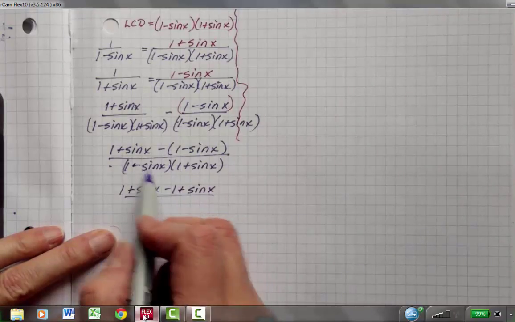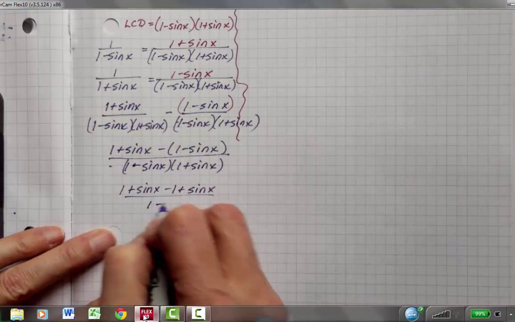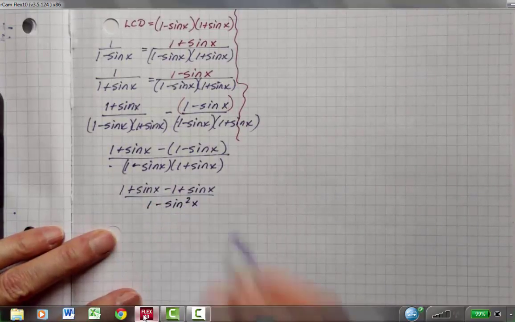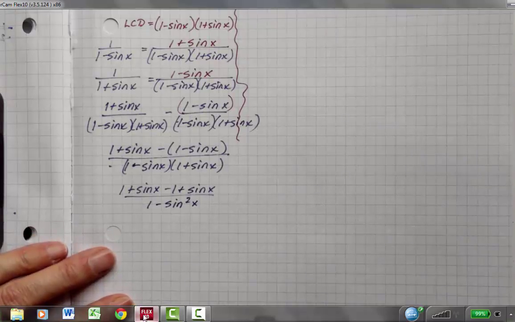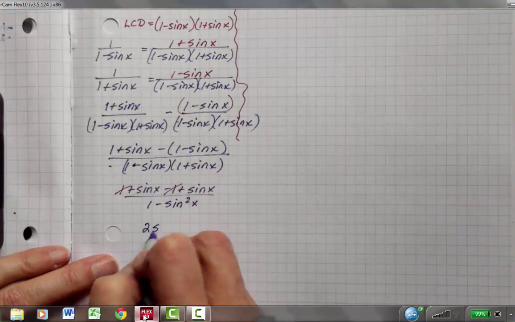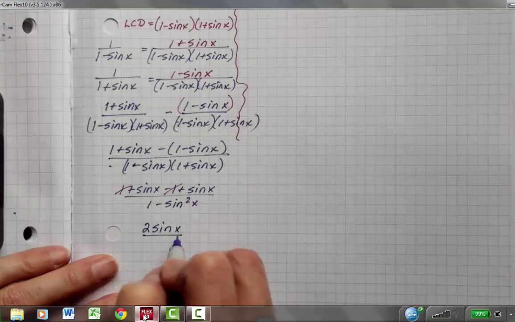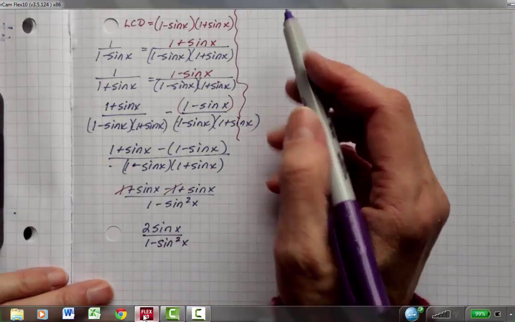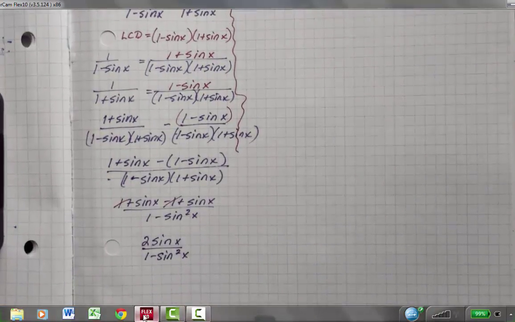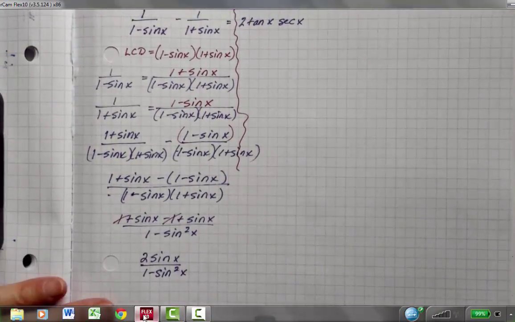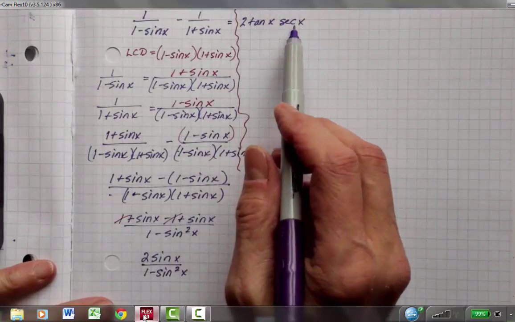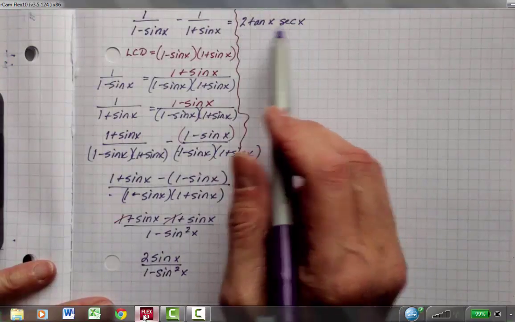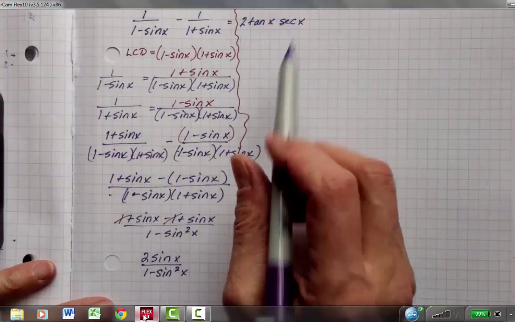And when I multiply this out and FOIL it, I end up with 1 minus sine squared x. And that's going to become important later on. So in the numerator, my 1's cancel out, and I'm left over with 2 sine x over 1 minus sine squared x. Now remember what our goal is, if we look up top here, our goal is to end up with a tangent and a secant. So maybe it would be helpful to rewrite these in terms of sine and cosine.